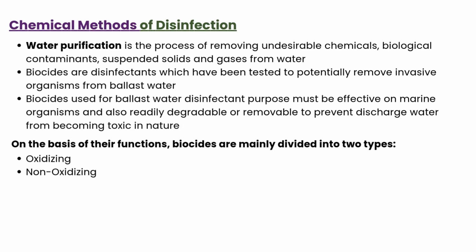Chemical method of disinfection. Water purification is the process of removing undesirable chemicals, biological contaminants, suspended solids and gases from water. Biocides are disinfectants which have been tested to potentially remove invasive organisms from ballast water. So here we are going to use a lot of biocides. Biocide used for ballast water disinfectant purpose must be effective on marine organisms and also readily degradable or removable to prevent discharge water from becoming toxic in nature.